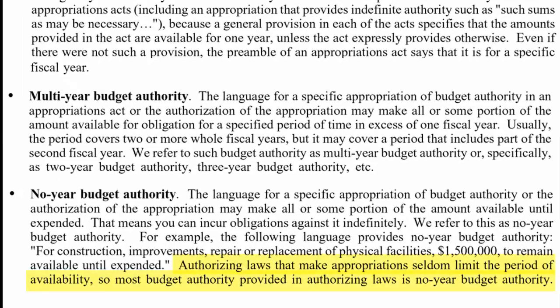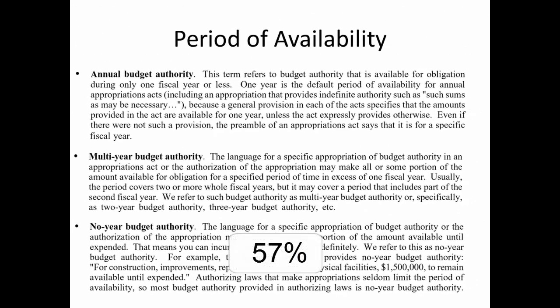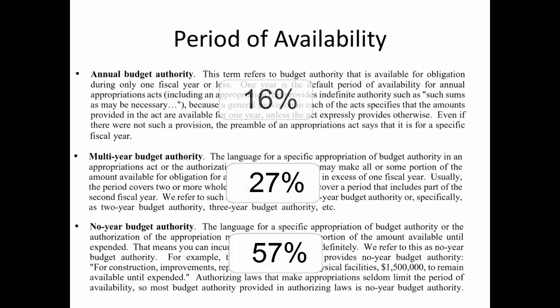And here is our hint. Note that A-11 tells us that authorizing laws that make appropriations seldom limit the period of availability. So most budget authority provided in authorizing laws is no-year budget authority. Well, that may be true for HHS, but only barely. In 2016, for example, HHS no-year permanent appropriations made up roughly 57% of the total. 27% were multi-year and 16% were annual.